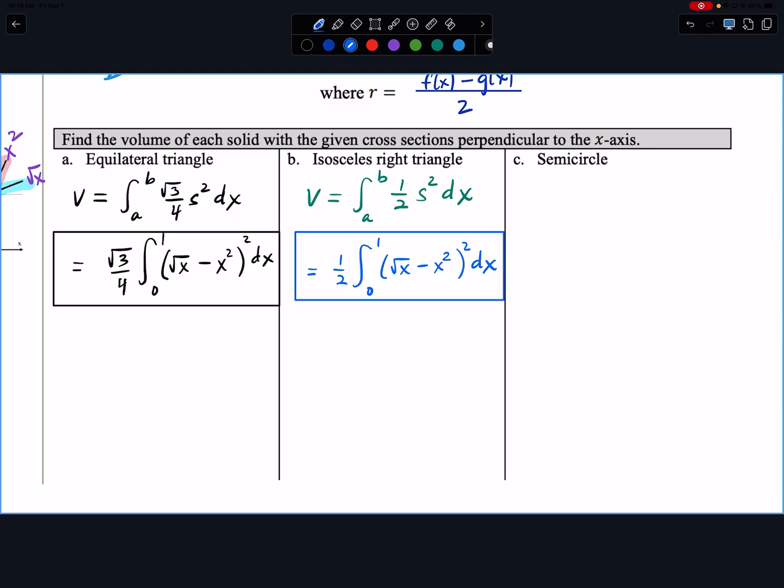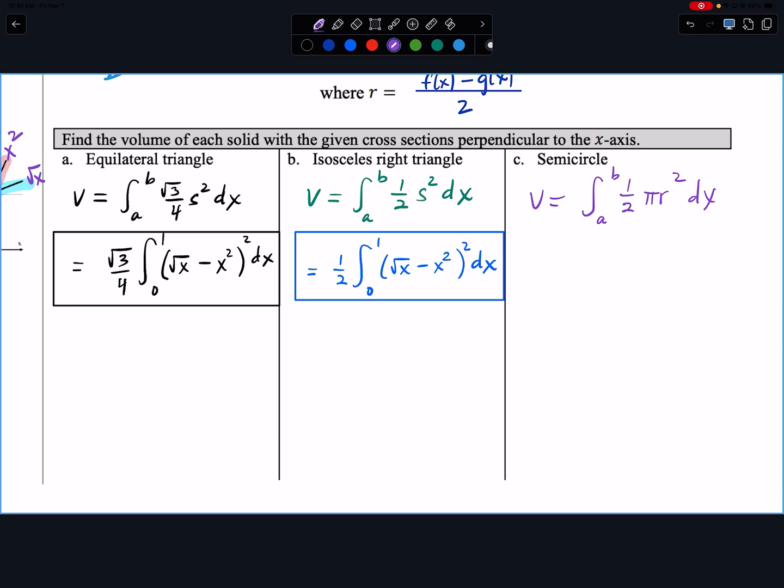I'm going to warn you guys. I'm going to show you guys a shortcut right now. This shortcut works for almost every problem in this assignment except one. And I'll give you guys a hint on how to know if it doesn't work or not, okay? All right, semicircle. Volume is going to be V is equal to the integral from a to b. Yes, pi r squared dx.